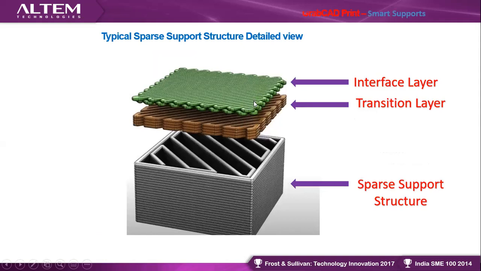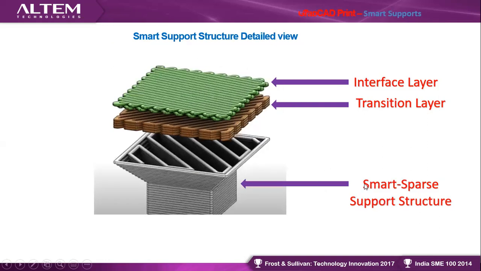If you observe your models printed with support, you can see at the top there is an interface layer, and just at the bottom is a transition layer, and this is your actual support layer. So this is for the sparse support; you can see it's completely filling the support area. And this is for the smart support. You can see it's just growing like a tree, so wherever support is actually required, it's supporting only those areas.